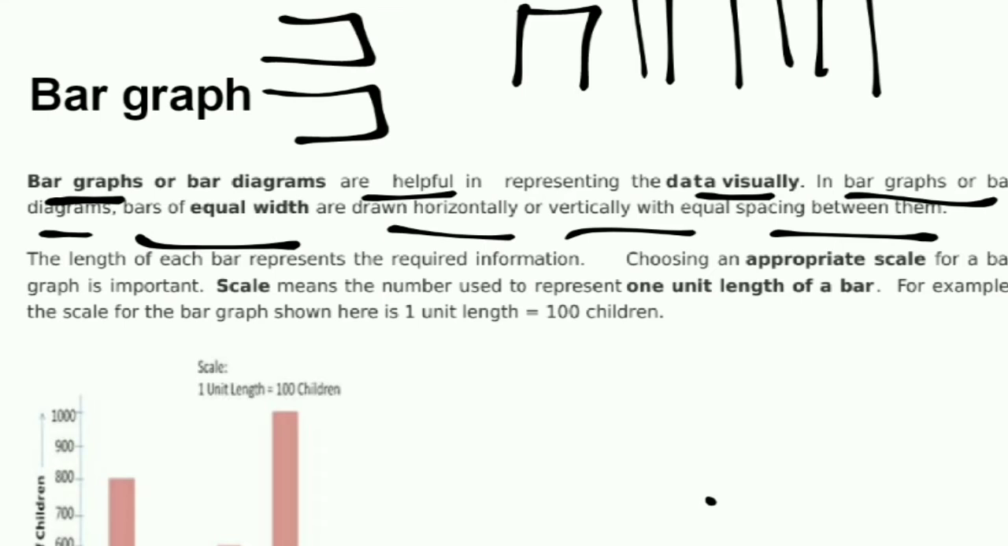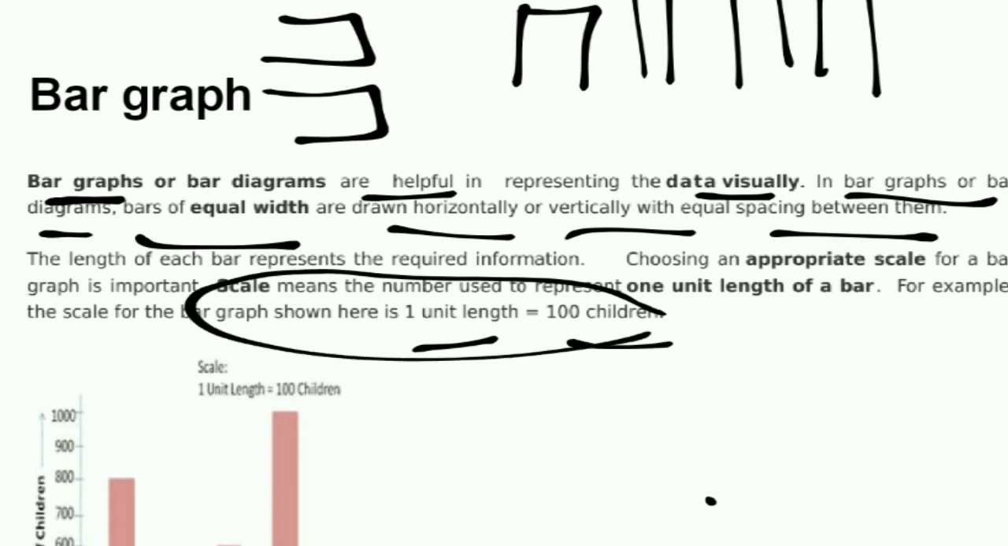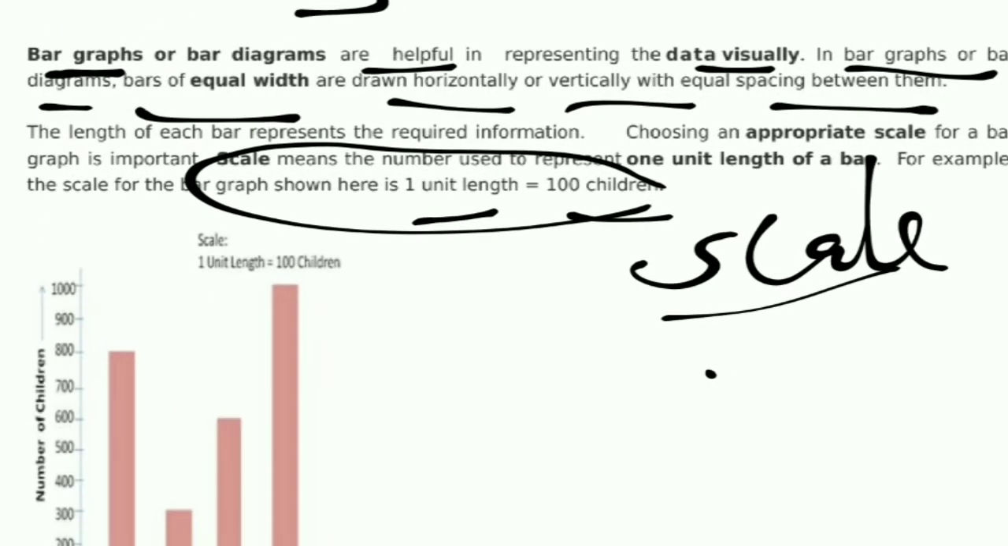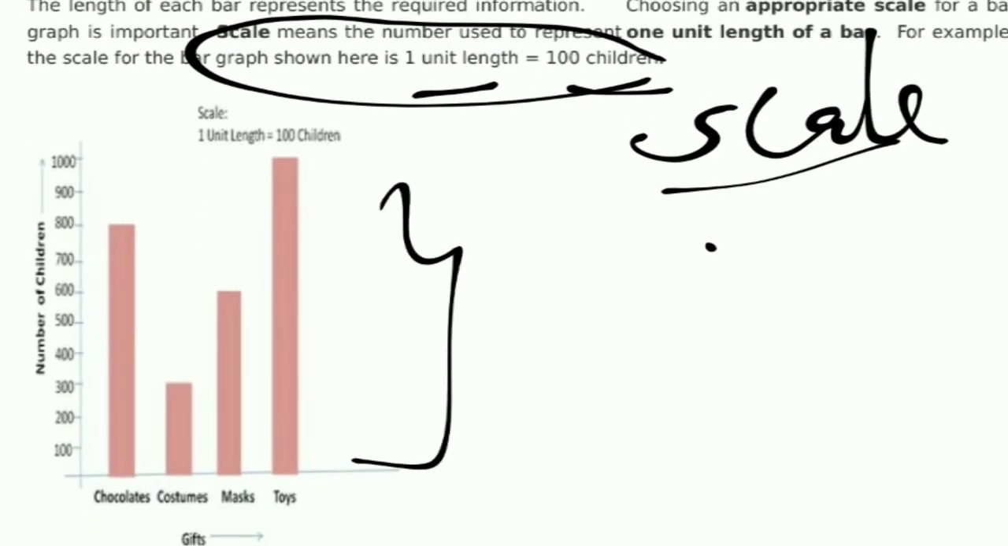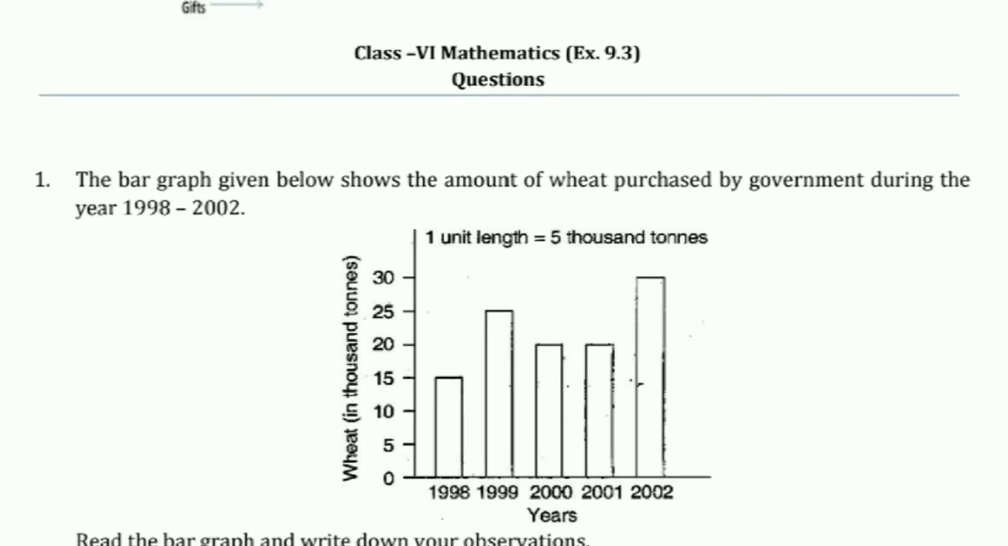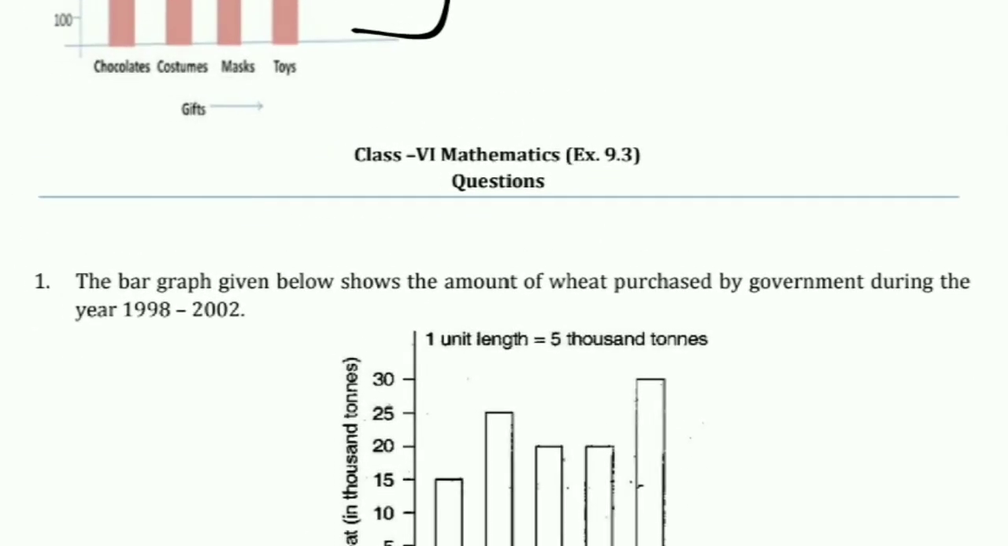Okay, in this one unit length equals 100. It means the scale is very important to show here what information we are taking and the difference of the class interval. This also we have to show in the scale. So like this is known as a bar graph. Okay, now exercise 9.3, question number 1.